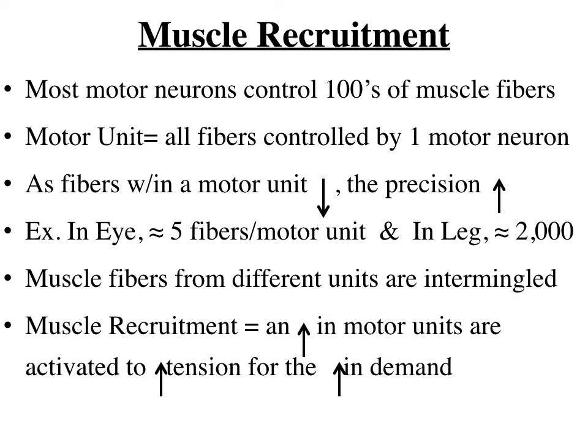Well, as the muscle fibers in a motor unit decrease, the precision increases. If you find in your body a neuron that innervates very few muscle cells, you're going to find the precision of that communication very, very high. For example, like in the eye. In a single motor unit, you only have like 5 muscle cells.